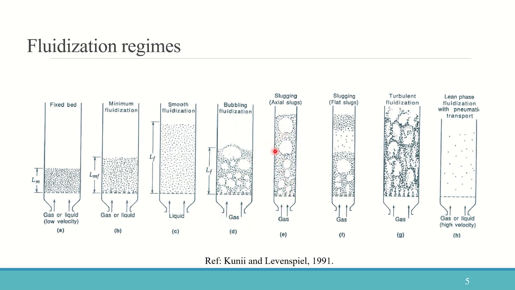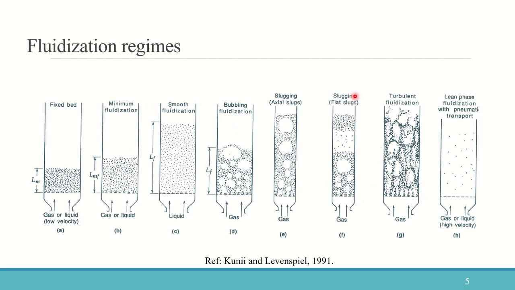With further increase in the velocity and with the diameter of the column, we are able to see that the bubble grows in size and almost occupies the size of the column. This is known as a slugging bed. If the bubble size is almost the size of the column, we call it axial slugs, and if the bubble size has reached the size of the column, we call it flat slugs.